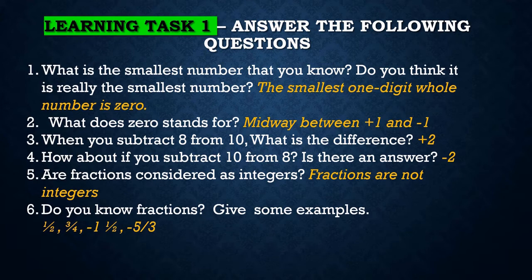Number 2, what does 0 stand for? 0 is the midway between positive 1 and negative 1.